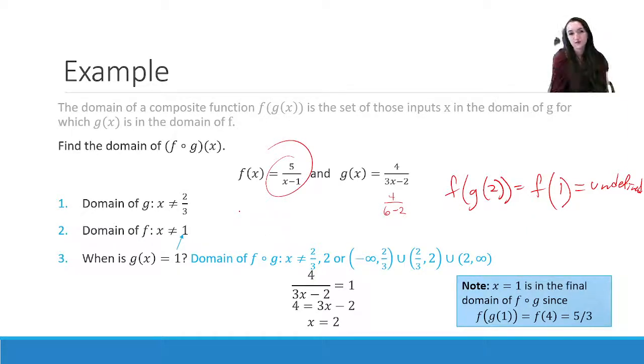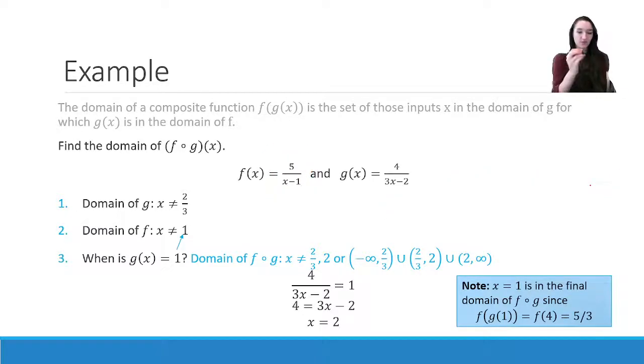So that's how you find the domain of the composite function when you're not just writing out the function itself. So the domain of the composite is: find the domain of g, find the domain of f, and then find what causes g to be that problem and remove it.